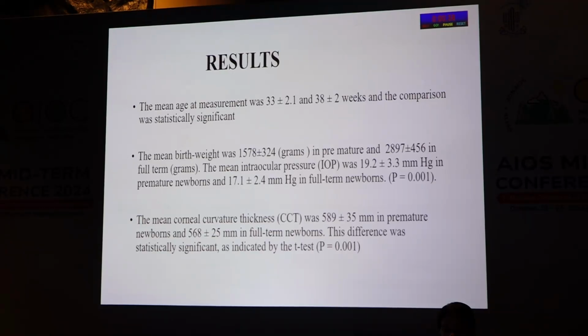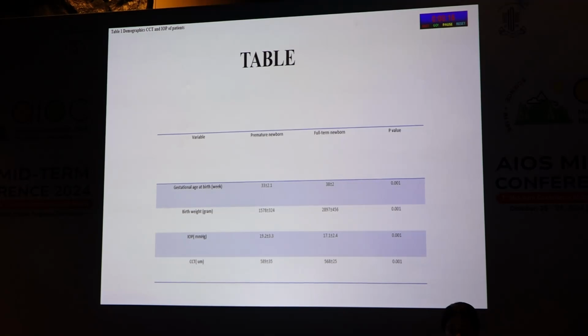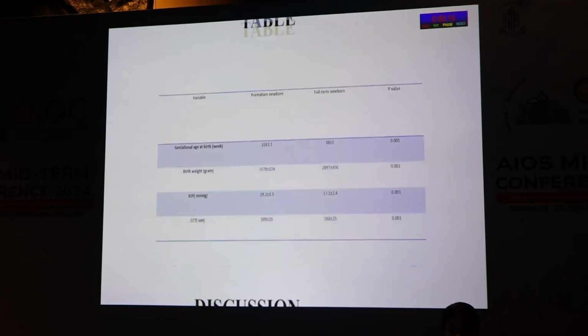CCT was also statistically significant, with values of 589 plus minus 35 micrometer in premature and 568 plus minus 25 micrometer in full-term newborns. This is the table depicting the same.